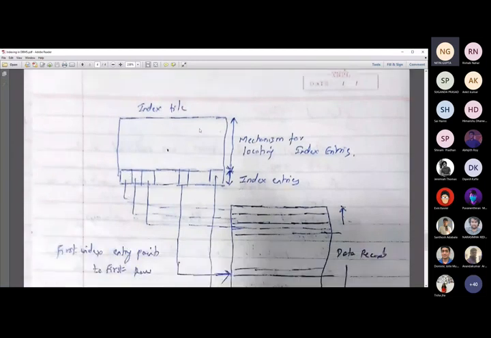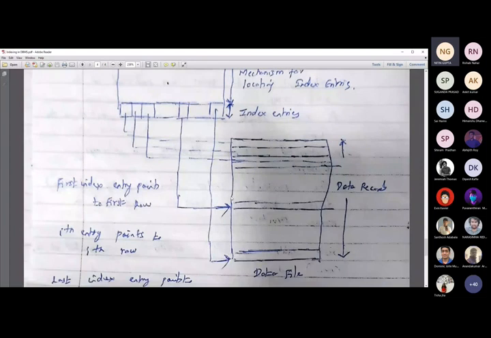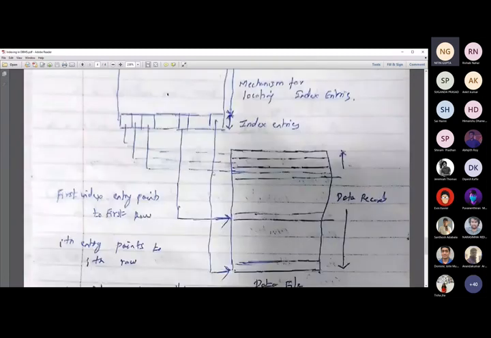Initially you have an index file, then you have some index entries. The first index entry points to the first row, the second index entry points to the second row, the ith entry points to the ith row, and the last index entry points to the last row, right? So this is how the clustering secondary index is organized, right?